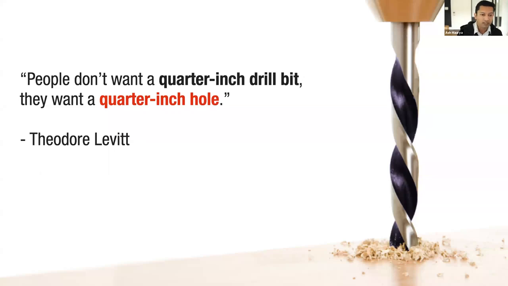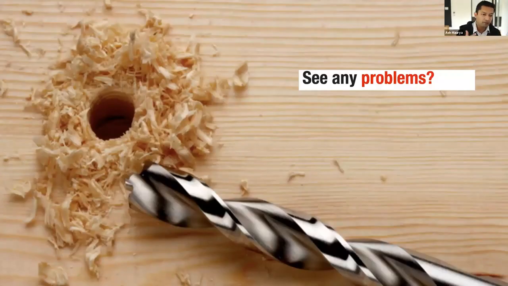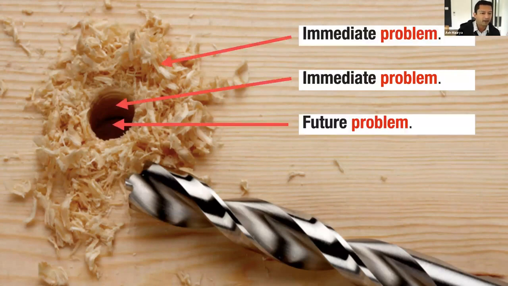And then we start exploring that, right? So people want to drill a hole, that's what they want. They don't want the drill bit, which is the solution. They want what we do with it, which is the hole. So let's look for problems. And when we look at this picture, we can find a lot of problems.